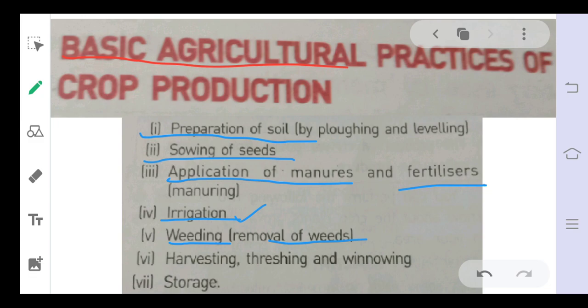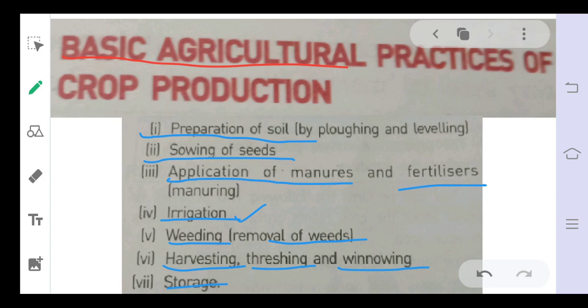Then it is harvesting. Harvesting is done when our crop is ready. Then after harvesting, threshing is done, and last is winnowing. So after winnowing, we get our crops. Then this crop should be stored properly so that it can be used in future. Otherwise, if it is not stored in a proper manner, it will be attacked by fungus and other things, and our crop will become rotten. So to prevent this, it should be stored properly.